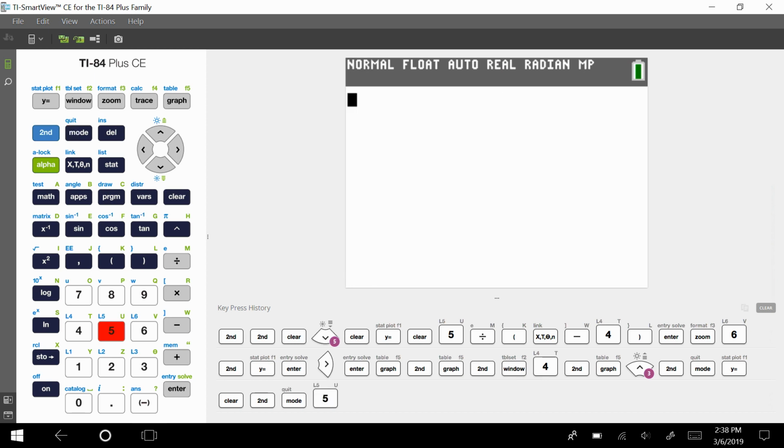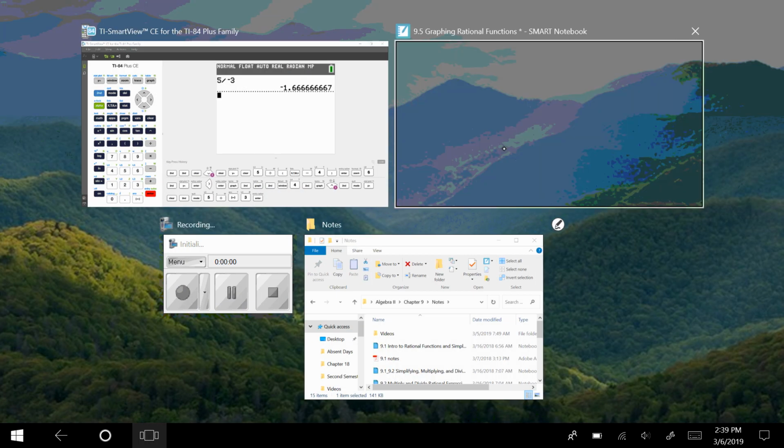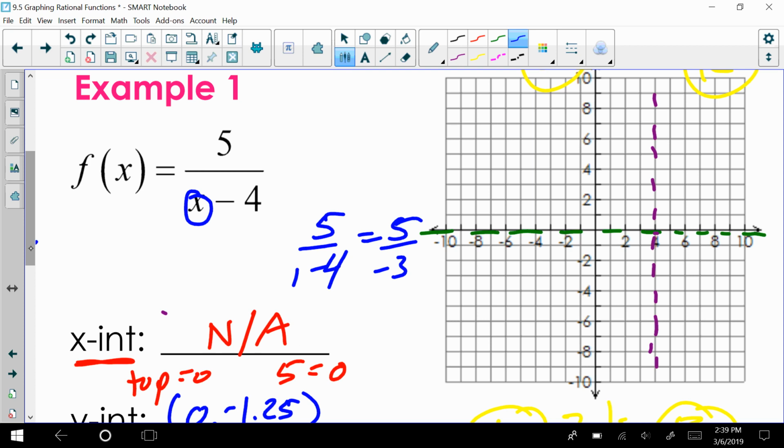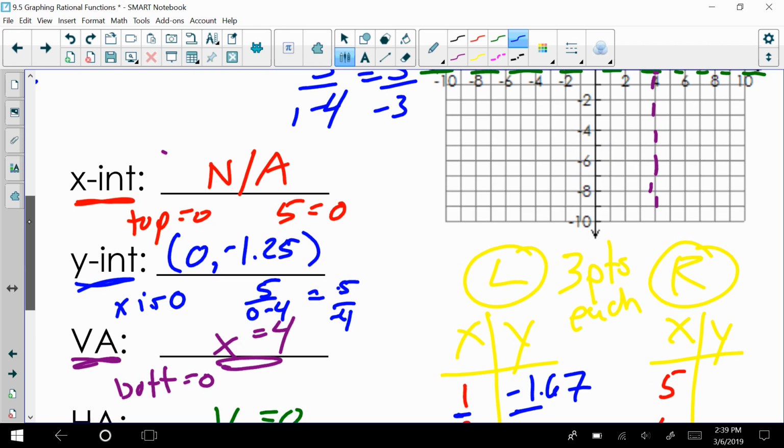So I would have a 5 divided by, even if I wanted to do the negative, I could. That's negative 1.67. So I plugged in 1 and I got negative 1.67. Then I just continue. I take this 2 and I plug it in.